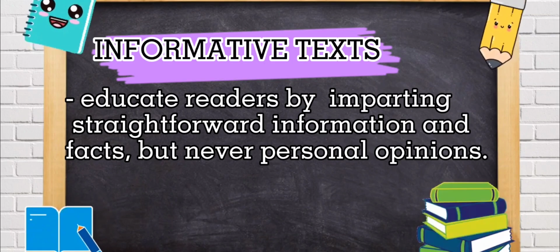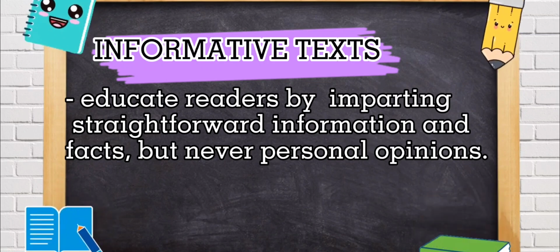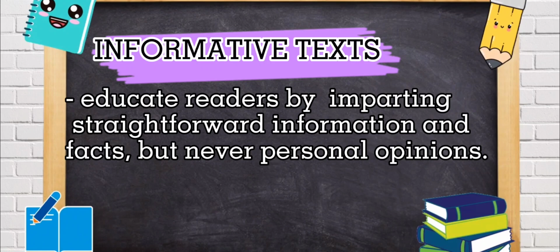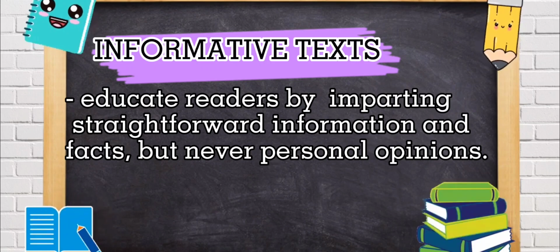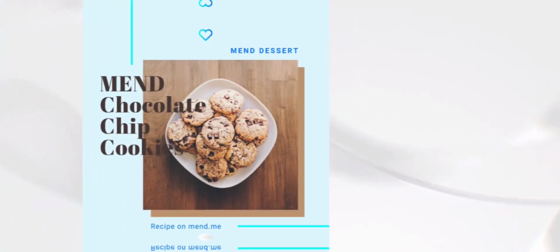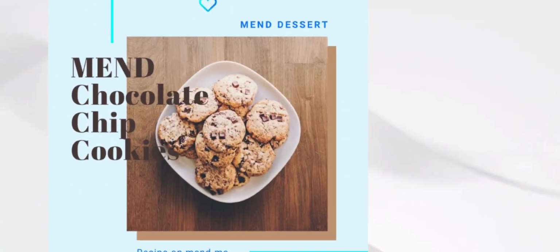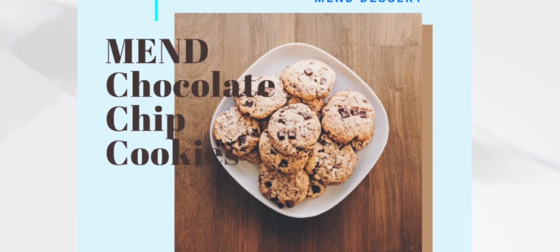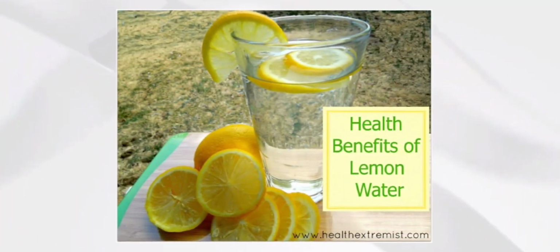Informative texts educate readers by imparting straightforward information and facts, but never personal opinions. Examples include how-to articles and essays that help a reader understand how something works, such as how to make chocolate chip cookies and the health benefits of lemon water.